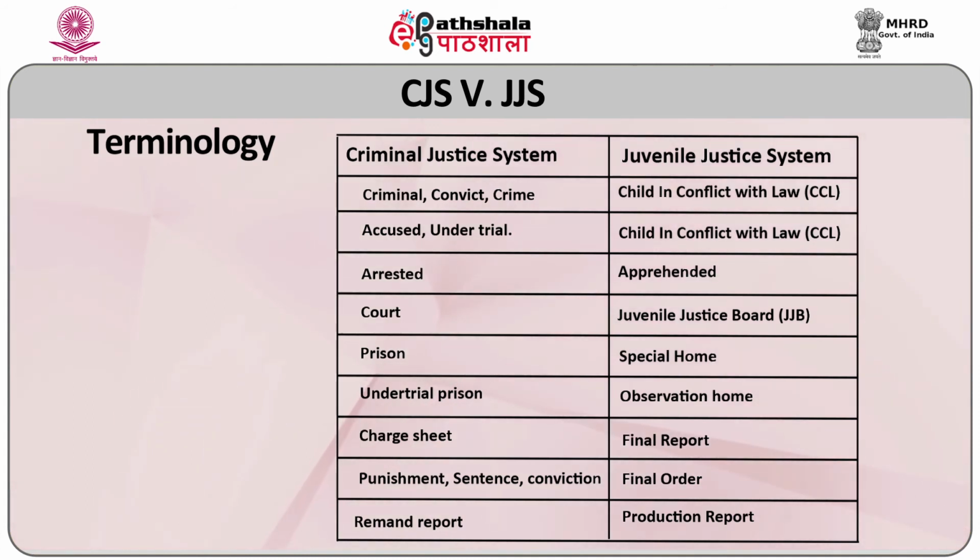In the criminal justice system, the police submits a charge sheet, whereas the charge sheet is called a final report in a juvenile justice system. In a criminal justice system, the process is called punishment, sentence and conviction, whereas in a juvenile justice system, it is called the final order. In the criminal justice system, there is a concept called remand report, whereas in a juvenile justice system, this remand report does not exist. It is called the production report.